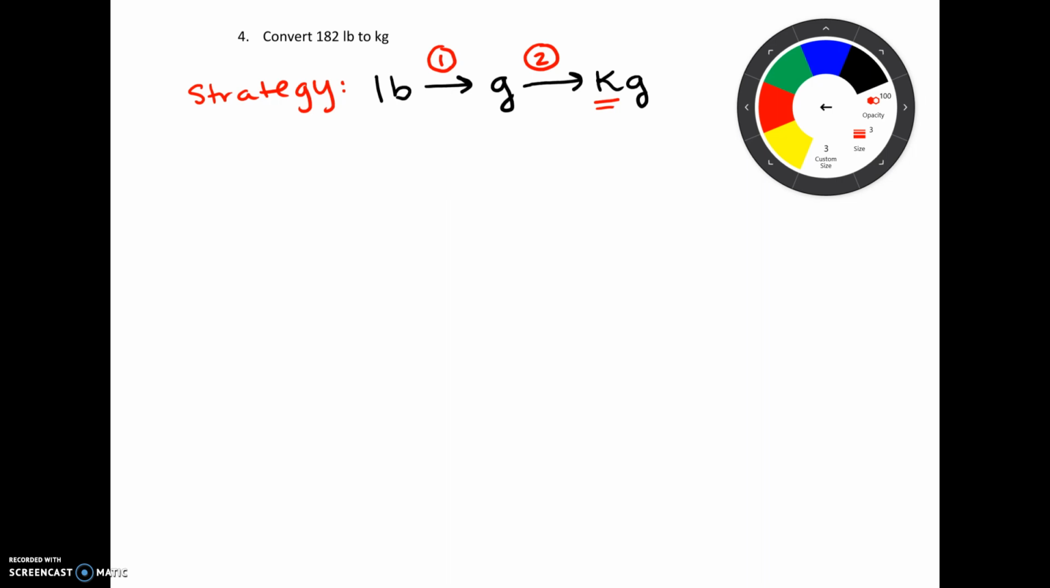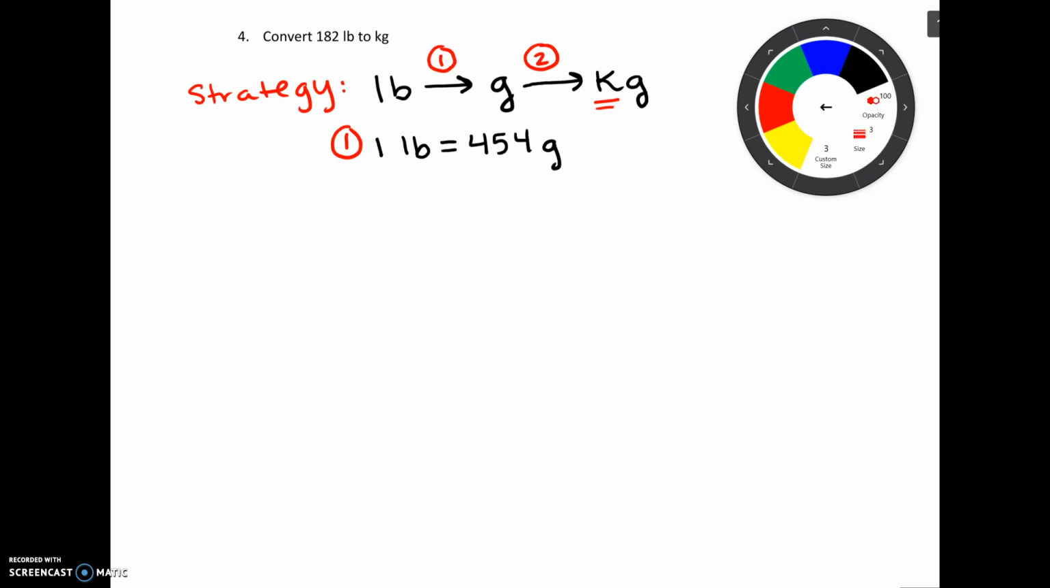Before I start setting up any conversion factors, I need an equivalence for each step. And an equivalence relates those units, pounds to grams, and then I'm going to have a second equivalence that relates grams to kilograms. So I'm going to write down all my information. In step 1, I'm looking at that blue reference sheet. And I'm just copying the equivalence that's given to me as I go between the English and the metric system. I know that 1 pound is equal to 454 grams. This relationship was given to me.